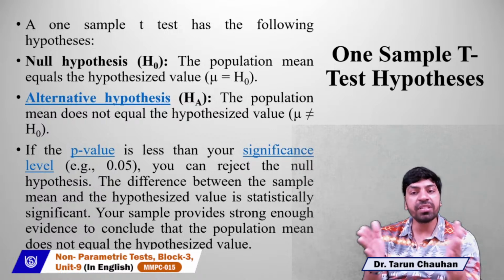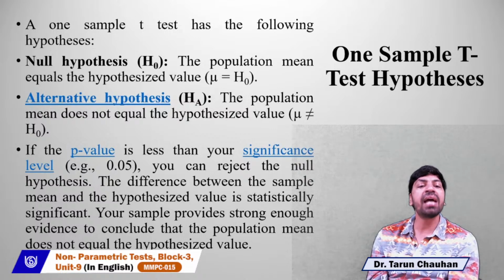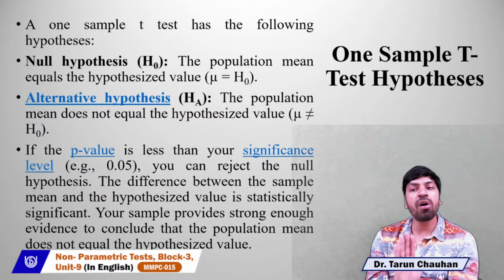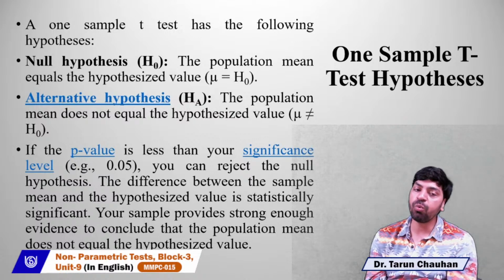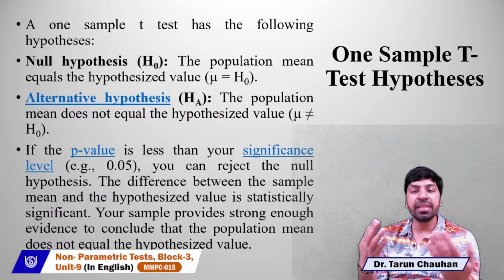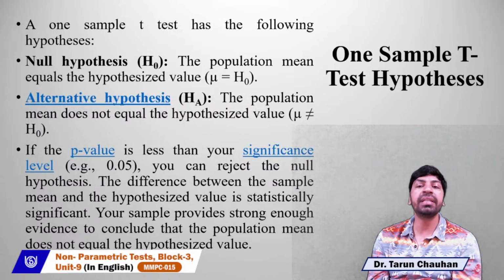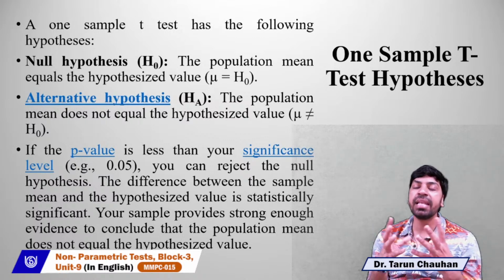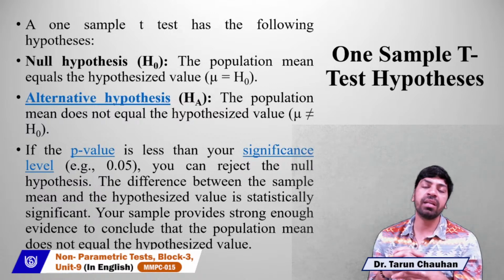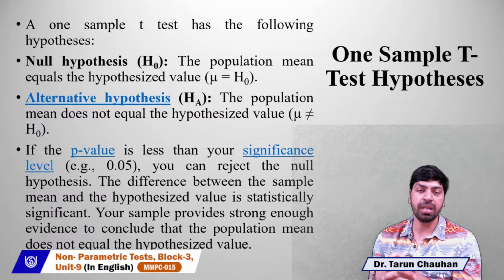That means the difference between the sample mean and the hypothesized value is statistically significant. So your sample provides strong enough evidence to conclude that the population mean does not equal the hypothesized value. And this is all about the result of the t-test, the one sample t-test hypothesis results. If the p-value is less than the significance value, that is 0.05, you can reject the null hypothesis. Otherwise, you can accept the null hypothesis.